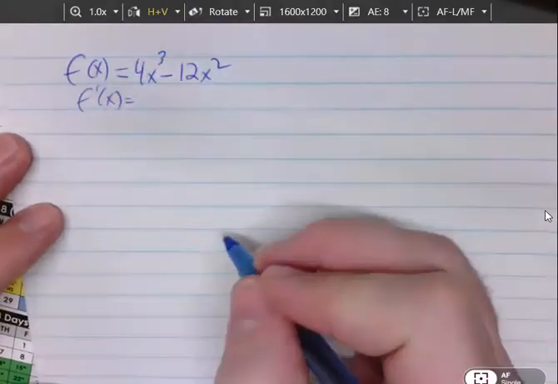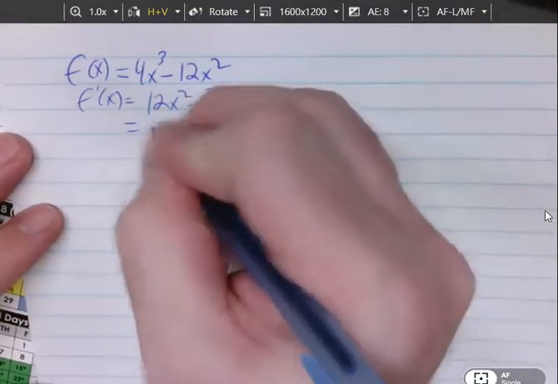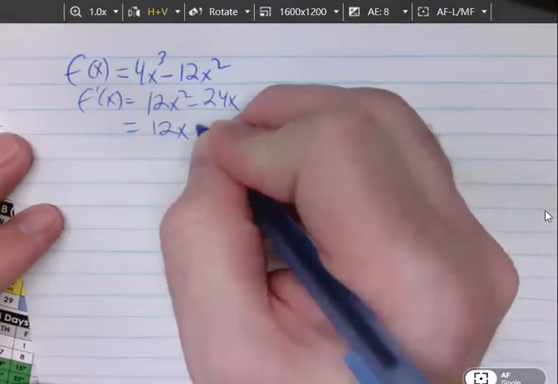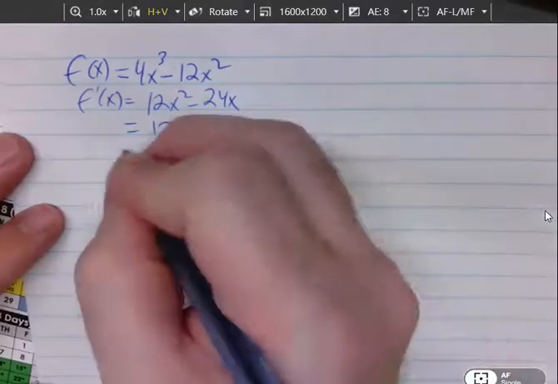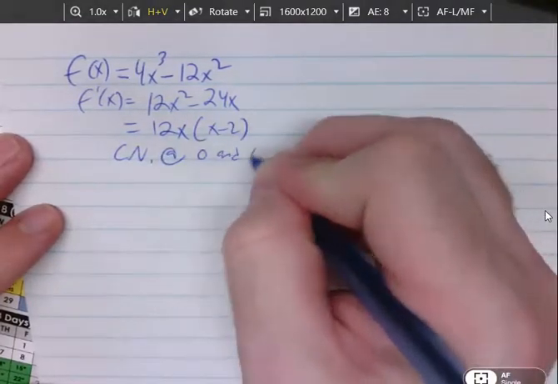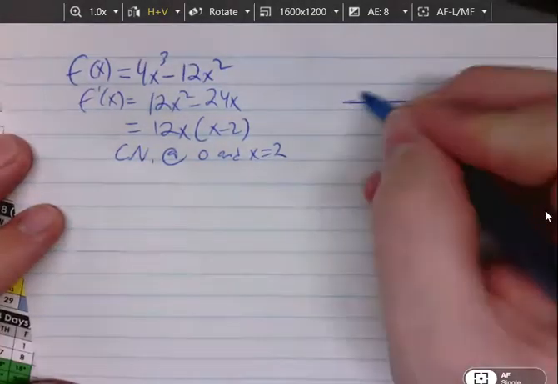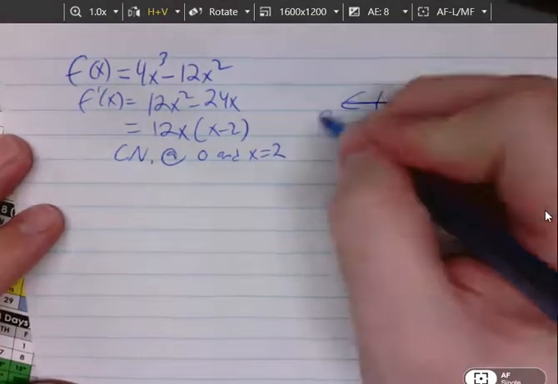All right, so let's obviously get our first derivative. Let's just do the stuff we already know now. So 12x squared minus 24x. So that's 12x times (x minus 2). So I have critical numbers at x equals 0 and at x equals 2, okay? And you would just do your normal routine, no big deal. This is what we did in the other videos.